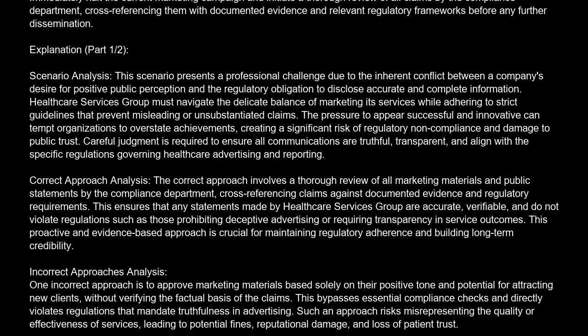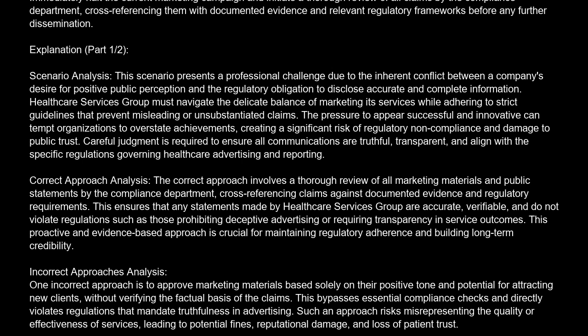Explanation. Scenario analysis. This scenario presents a professional challenge due to the inherent conflict between a company's desire for positive public perception and the regulatory obligation to disclose accurate and complete information. Healthcare Services Group must navigate the delicate balance of marketing its services while adhering to strict guidelines that prevent misleading or unsubstantiated claims. The pressure to appear successful and innovative can tempt organizations to overstate achievements, creating a significant risk of regulatory noncompliance and damage to public trust.